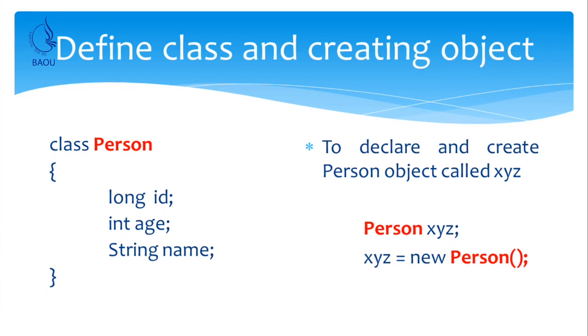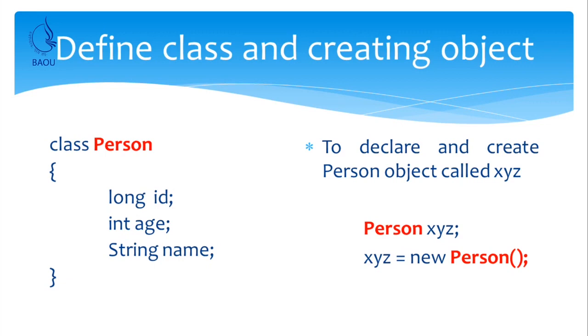Now, inside this class we do not define any method, but we can have a method for reading this data as well as another method for showing this data. Now, once this class with instance variable and method is defined, you can create object of its type. So, to declare and create person object called XYZ, first we declare person type object person XYZ. Here XYZ represents person.